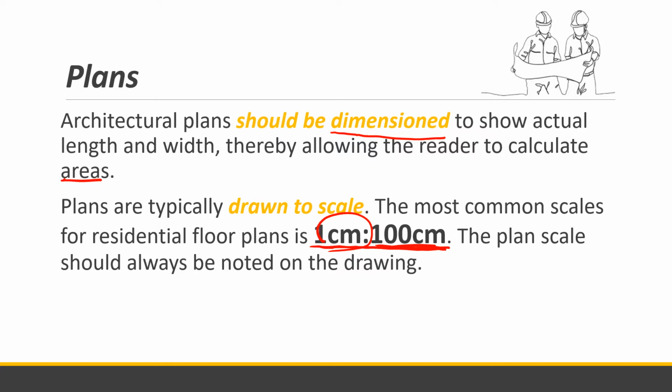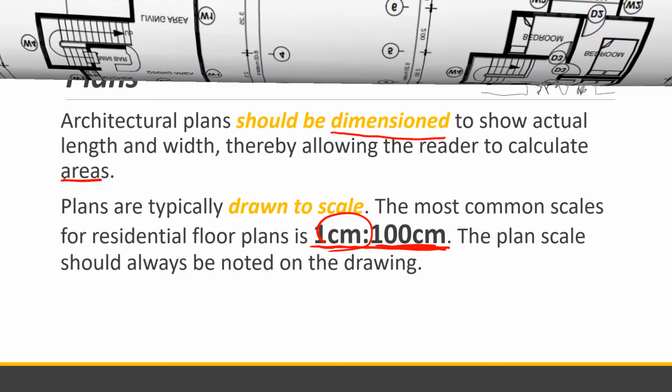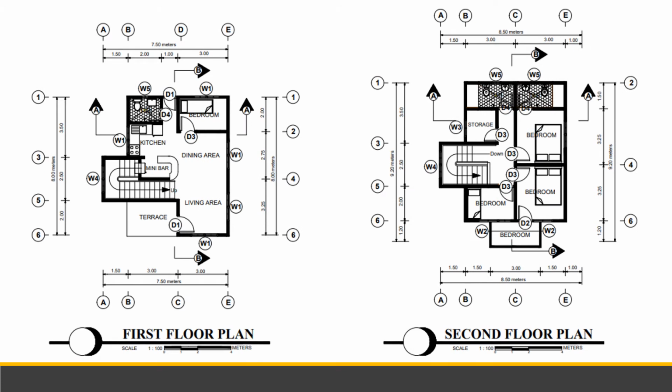So, let's have an example of a floor plan. This is an example of a 2-story residential. This is the floor plan. Since this is 2 stories, we have a first floor plan and a second floor plan. This is the scale we used, 1:100, meaning metric meters. So, 1 cm is 100 centimeters or 1 meter. The scale should be visible in the title of your plan. This is the usual setup of drawing plans.